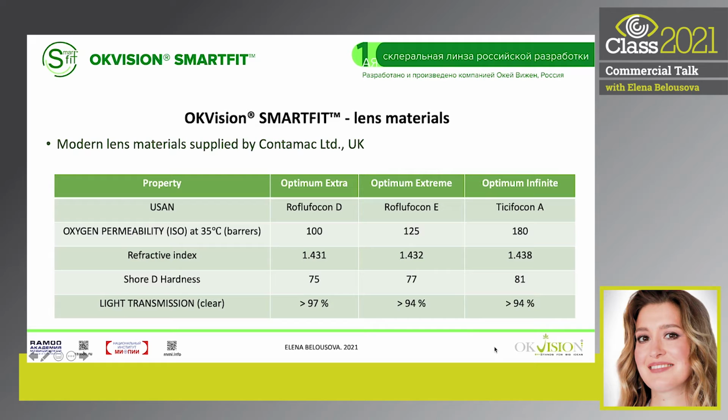And what about the lens materials which we use for producing these scleral lenses? We use modern lens materials supplied by Contamac Company, and we use 3 types of materials: Optimum Extra, Optimum Extreme, and Optimum Infinite. As you know, the difference between these 3 types of materials is oxygen permeability. For Optimum Extra, the Dk is 100. For Optimum Extreme, the Dk is 125, and for Infinite material, the Dk is 180.